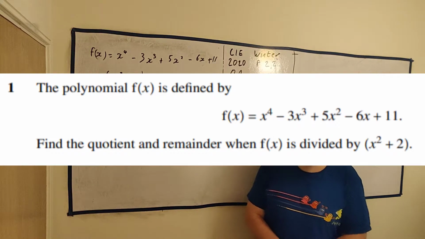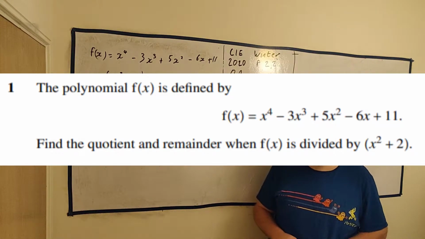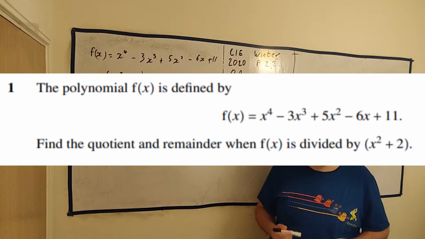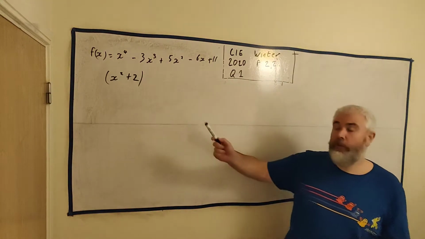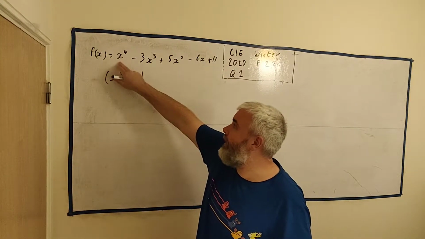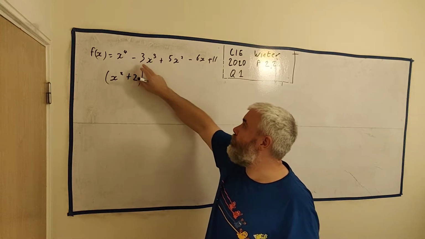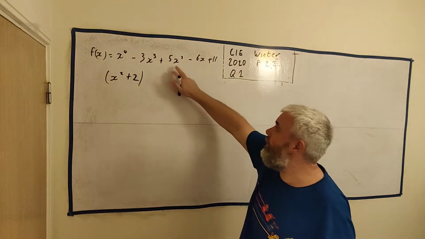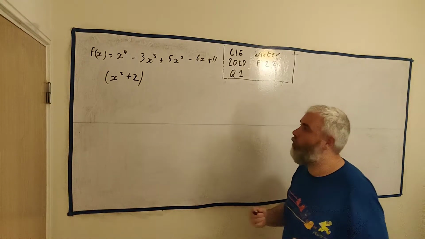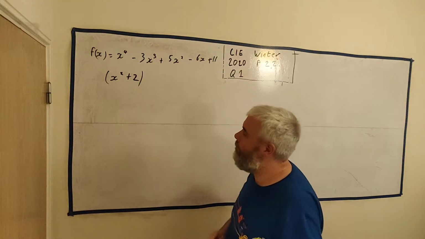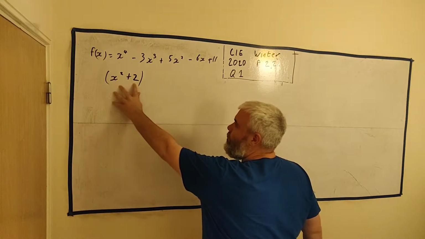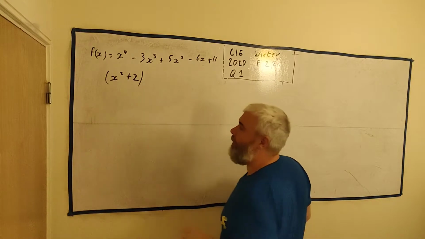As you can see, the question involves a fourth order polynomial and a second order polynomial that they are going to ask you to divide into the first. I've drawn the two polynomials here on the board. First we have f(x) is equal to x to the power of 4 minus 3x to the power of 3 plus 5x to the power of 2 minus 6x plus 11. That's the fourth order polynomial because it's to the power of 4. And they gave us this much smaller polynomial, x squared plus 2, a second order polynomial because it's to the power of 2.